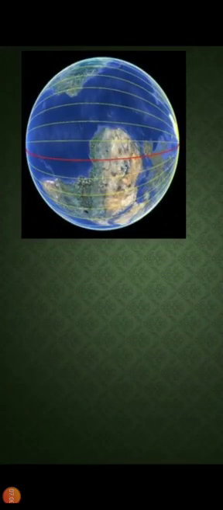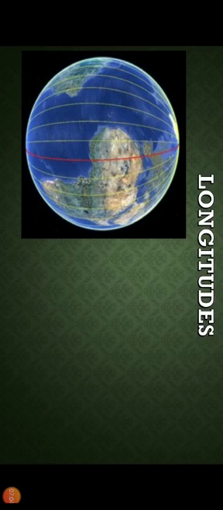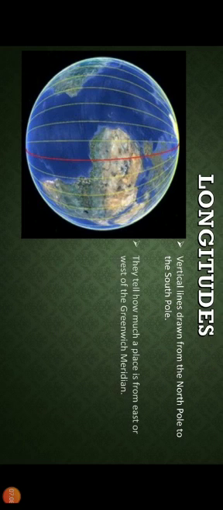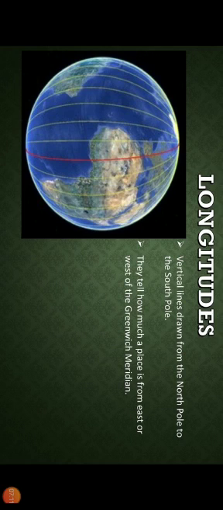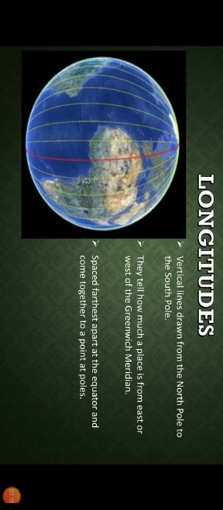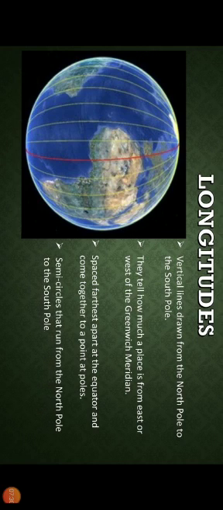The vertical lines running from north to south pole are called longitudes. These lines tell us how far a place is east or west of the prime meridian. The distance between them is the farthest apart at the equator, and when we move toward poles, they come together at a point. All the longitudes are semicircles and move from the North Pole to the South Pole. There are 360 degrees of longitude in all, 180 degrees of longitude east of the prime meridian and 180 degrees of longitude west of the prime meridian.